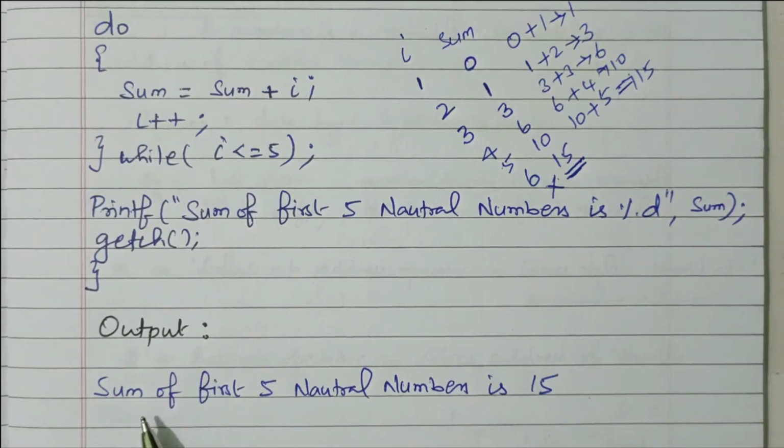So the sample output, sum of first 5 natural numbers is 15. We got this answer as an output.